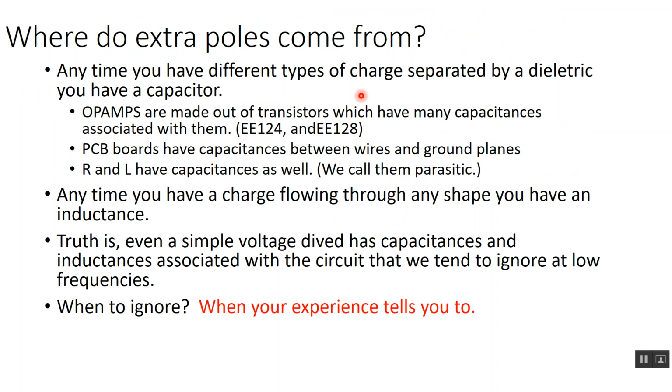Well, poles and zeros come from energy storage elements, and anytime you have two different kinds of charge separated by a dielectric, there's a capacitor. Whether you want it there or not, it's there. Op amps are made out of transistors which have many capacitances associated with them. You learn all about it in 124 and 128. PCB boards have capacitances between wires and ground planes. Resistors and inductances have capacitance as well.